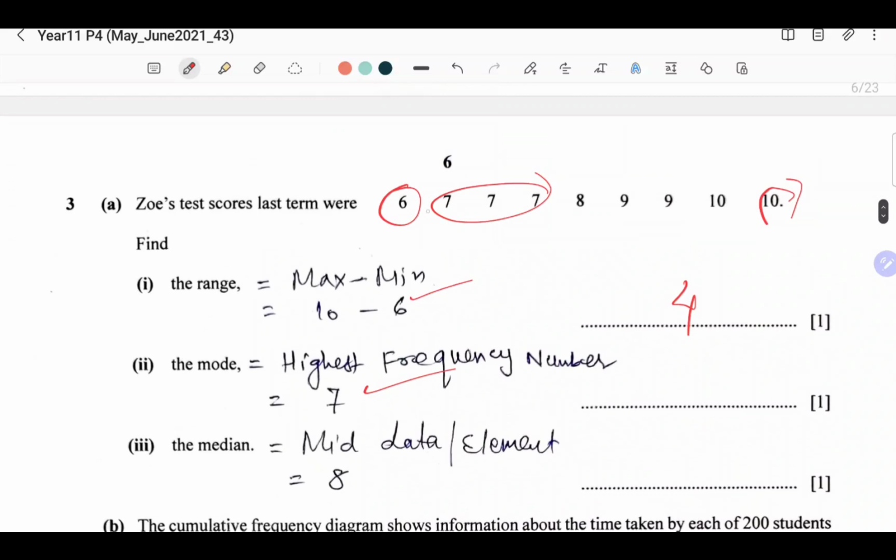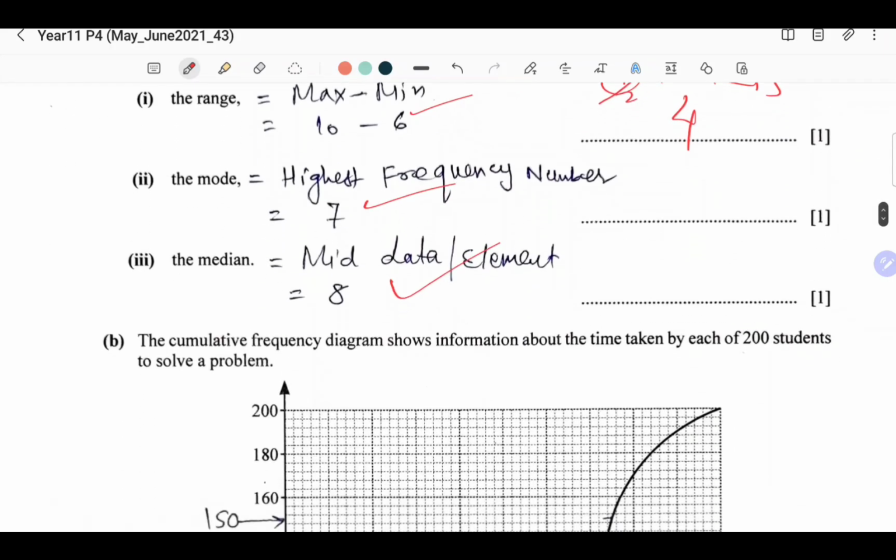Median, mid value, so how many numbers do we have? 1 2 3 4 5 6 7 8 9. 9 numbers. So median means divide by 2, that is 4.5, so the fifth term would be the answer. So 1 2 3 4 5, this is the median. Okay, so we got that.